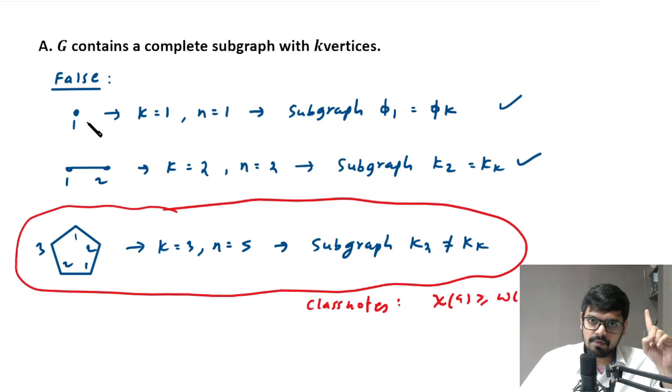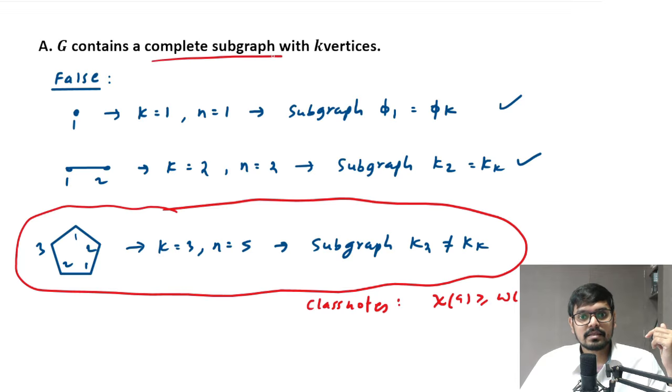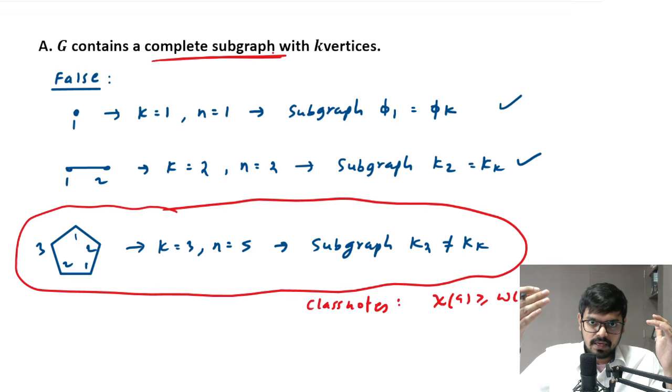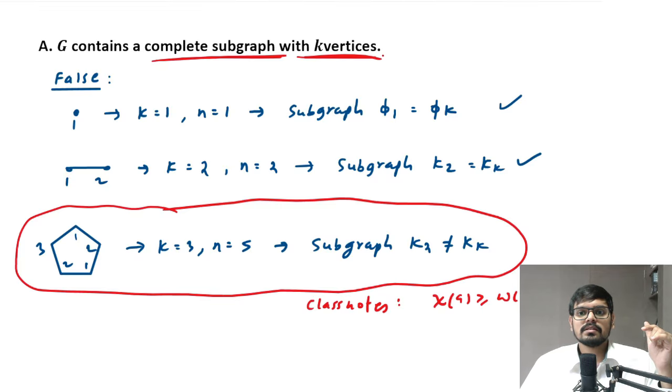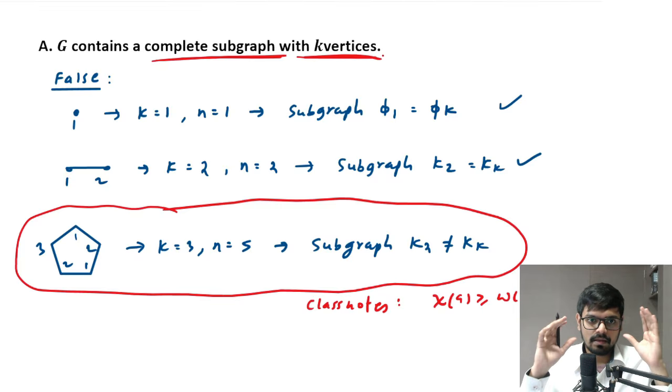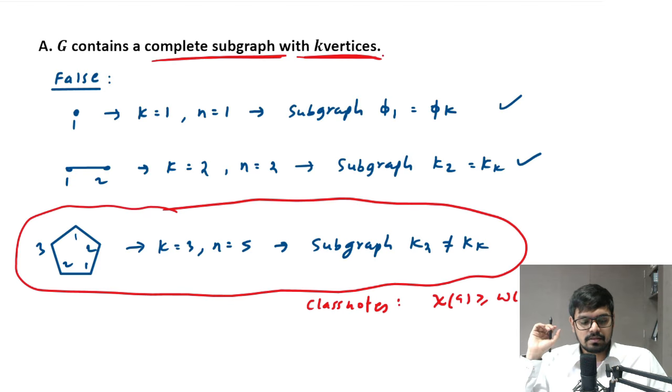Suppose I have only one vertex, one color is needed, chromatic number 1, number of vertices 1. But they are not interested in the number of vertices of the graph. They are interested in a complete subgraph. From that graph, take the complete Kn version as a subgraph, and check whether it has k vertices. They are saying G contains a complete subgraph always with k vertices.